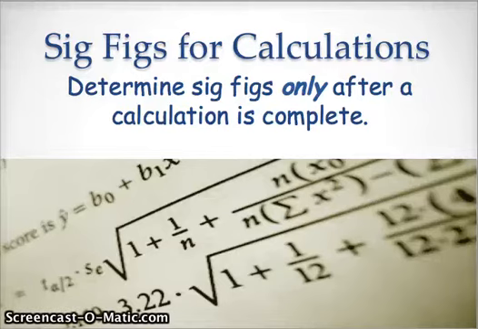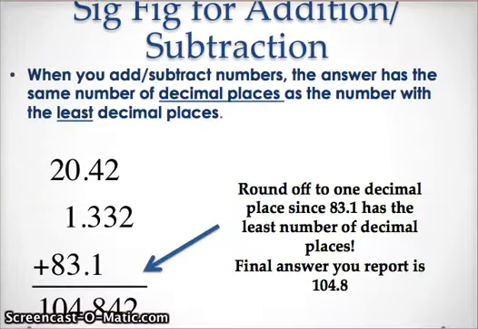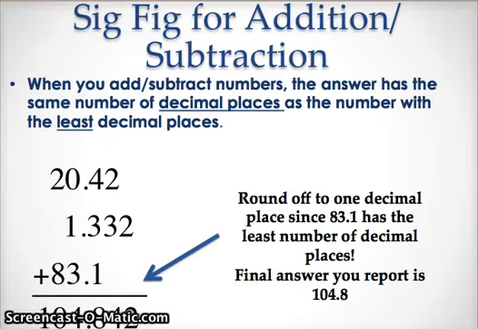Okay, this is a continuation of the last podcast. So, we just went over the rules for significant figures, and now we want to know how we round after we add or subtract or multiply and add? So, here's a slide on the rules on how to round after adding or subtracting.